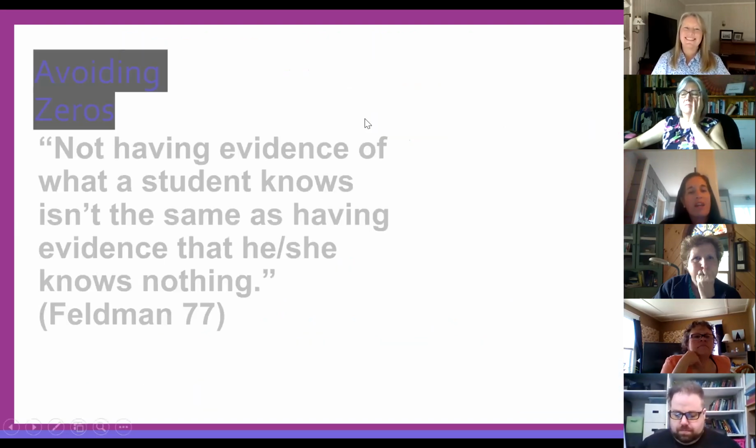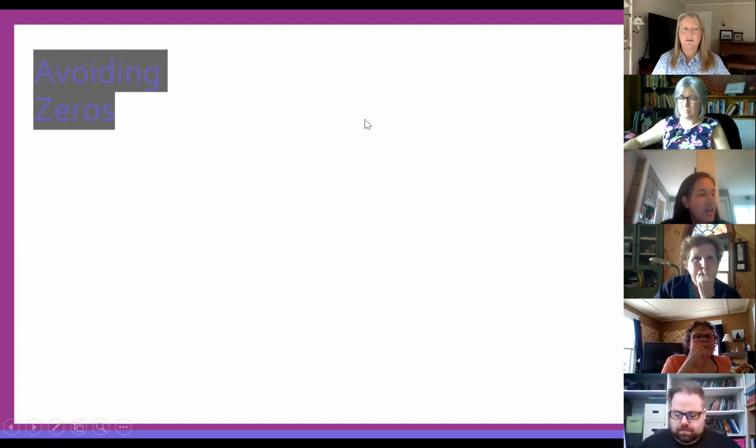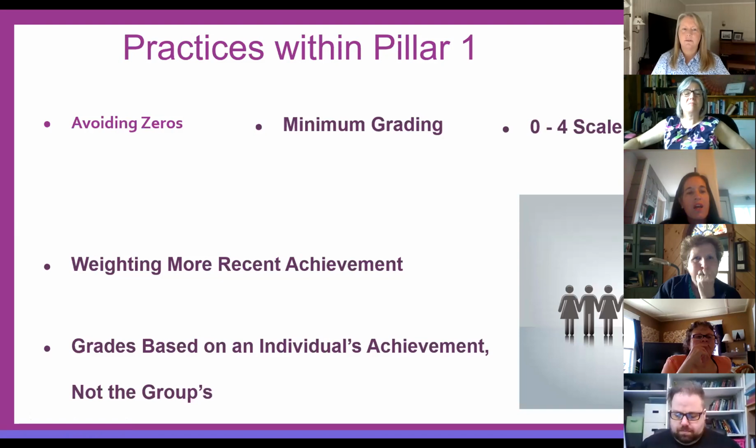So our practices within the pillar are avoiding zeros and minimum grading and the 0 to 4 scale, weighting more recent achievement, and grades based on an individual's achievement and not the group's. There were 4 of us in our group, so each of us chose one of these bullet points to do our further research on, and it wasn't even like we had to really have a long conversation. As we were reading through Joe Feldman's book, we all kind of fell into those 4 bullet points on our own. And so it worked out nicely when we decided to split up our additional research. The last one, grades based on individuals' achievement, not the group's, we looked at collectively as a group, but I'm not going to speak much about that today.